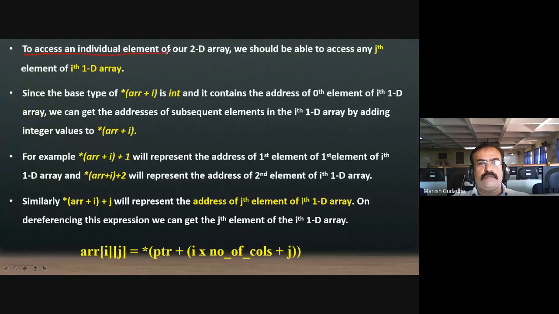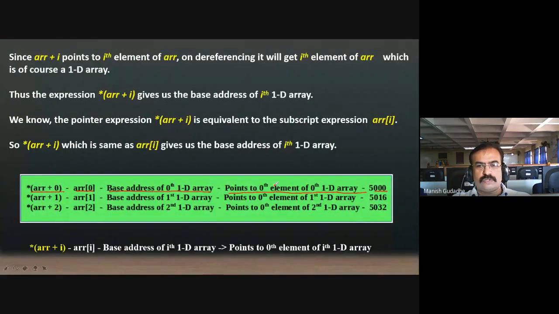To access an individual element of a 2D array, we should be able to access the jth element of the ith 1D array. Let us say the second element of the first array, the third element of the second array, the 0th element of the 0th array, that way. Now, if I look at ARR plus i, it will be an address, the address of the 0th element of the ith 1D array. In the previous case, ARR 0 points to the 0th element of the 0th 1D array, ARR plus 1 points to the 0th element of the first 1D array, ARR plus 2 points to the 0th element of the second 1D array. Similarly, ARR plus i points to the 0th element of the ith 1D array.